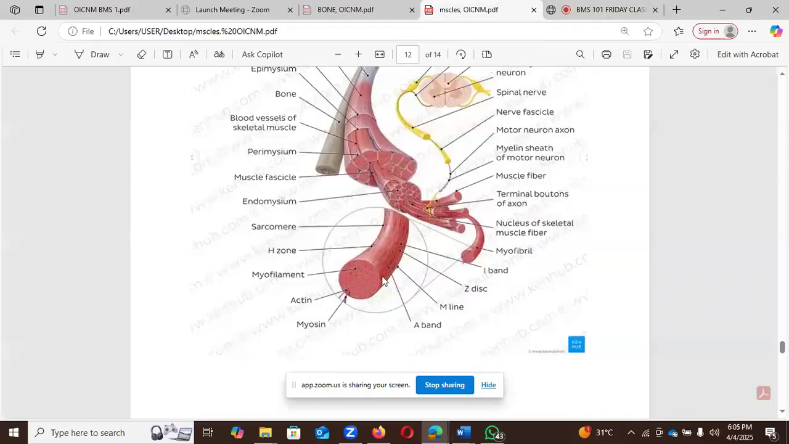Okay, so the two types of myofilament are the actin and myosin filament. The actin and myosin filament. These are the examples of a myofilament.